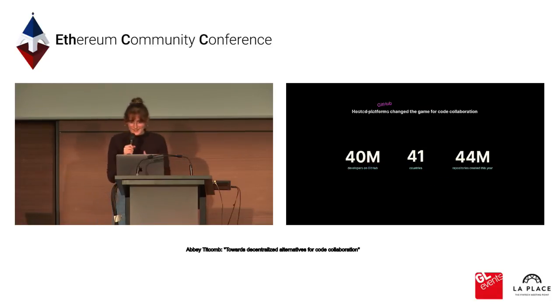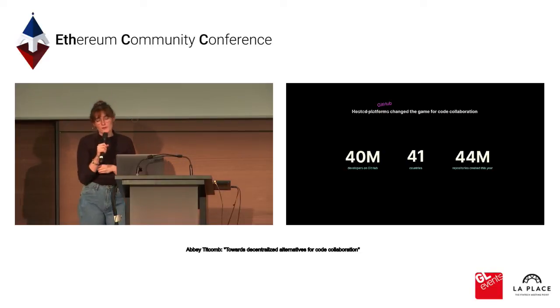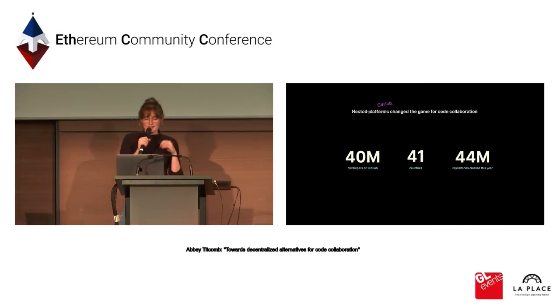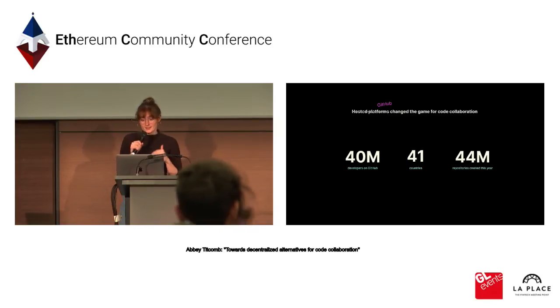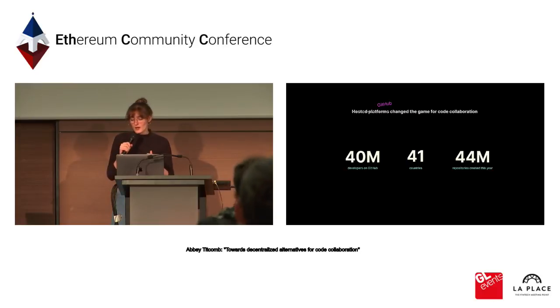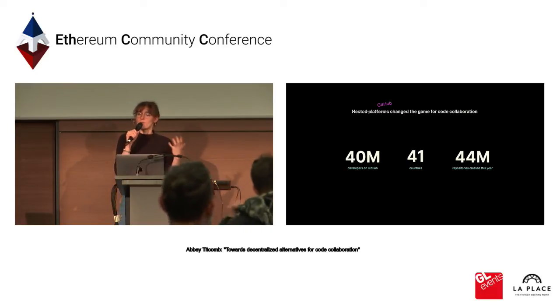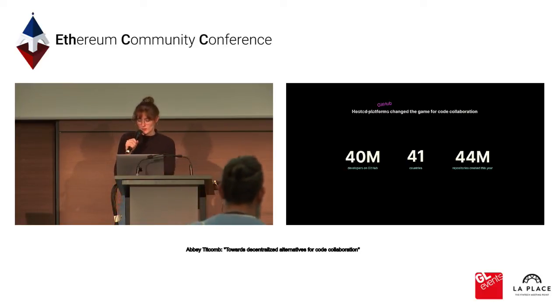And so we see that everybody really likes this. This has done a lot for software development. So there's over 40 million developers on GitHub right now that have created over 44 million repositories in over 41 countries. That's pretty massive. That's pretty unreal how global this domain, this means of production, has become.